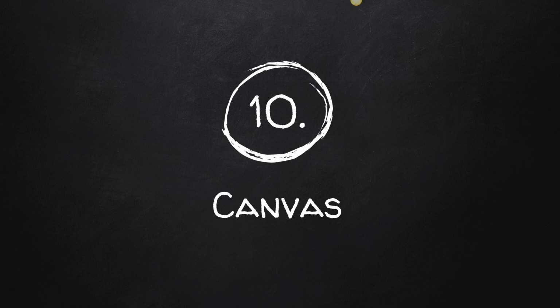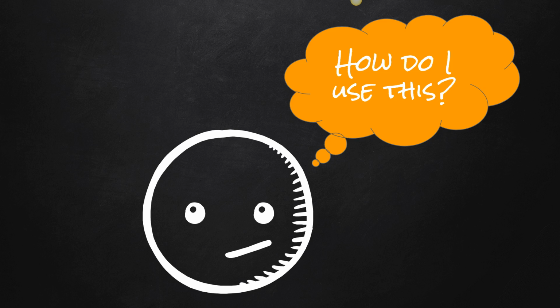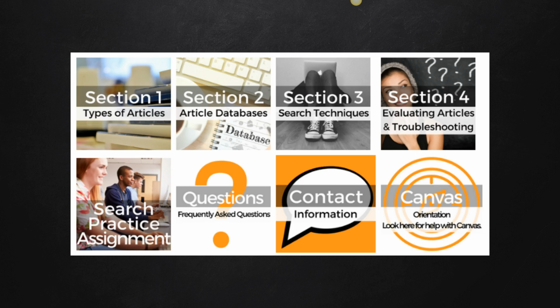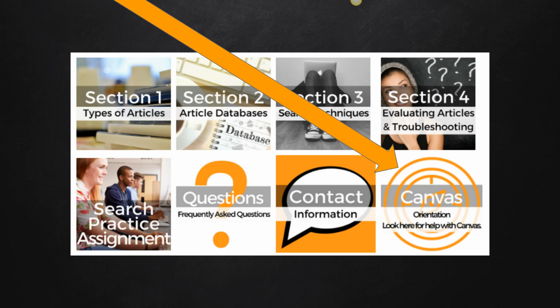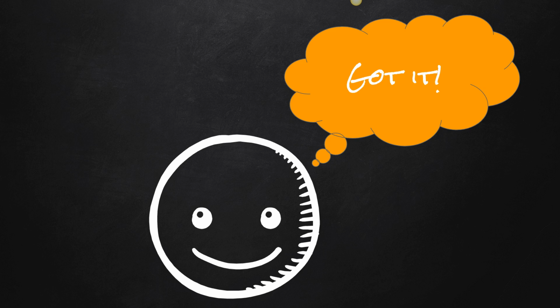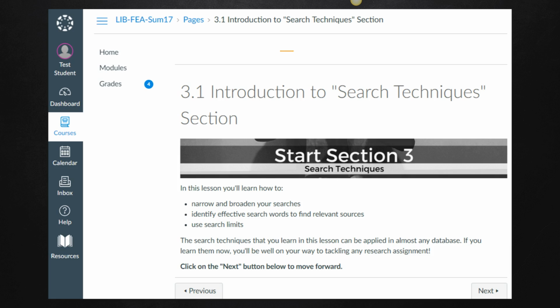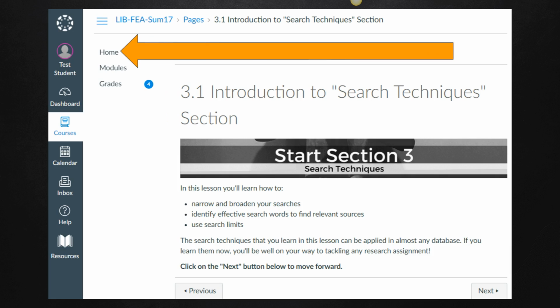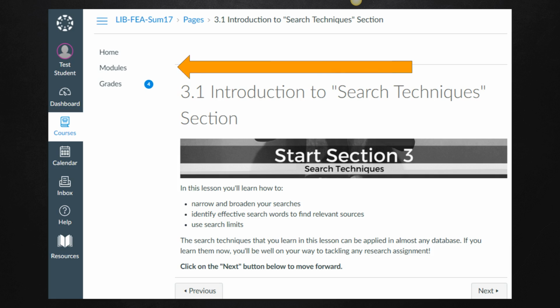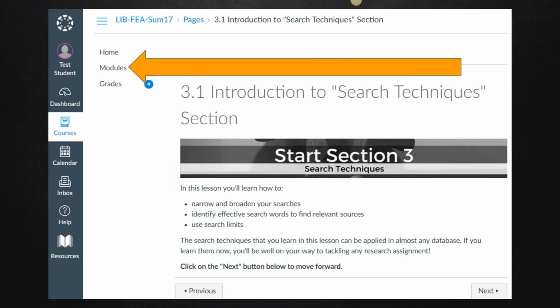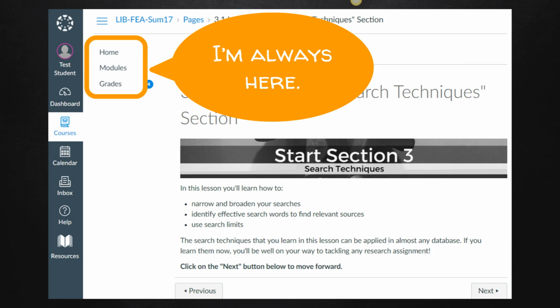Number 10. If you're new to Canvas, which is the system that Mount SAC uses for its online classes, you can click on the Canvas Orientation button, which is below this video. There's a lot of Canvas help there. Number 11. At any time, you can click on Home on the left to get back to this home page. And you can click on Modules to get back to the list of all of the workshop pages. This menu on the left is always here.